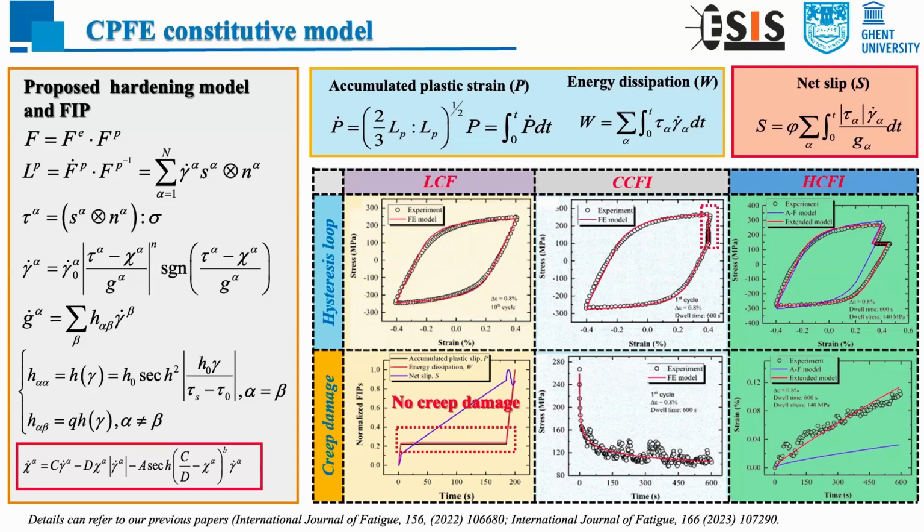and we can see the modified model can capture the creep deformation very well. And then I'm going to introduce some damage parameters, that is the fatigue indicator parameters, namely accumulated plastic strain and the energy dissipation. These two FIPs are widely used in CPFE simulation for fatigue problems. But these two FIPs cannot capture the creep deformation, creep damage. So we propose the net slip, which is a description of the dislocation slipping. If you are interested in this work, you can refer to our previous work here.